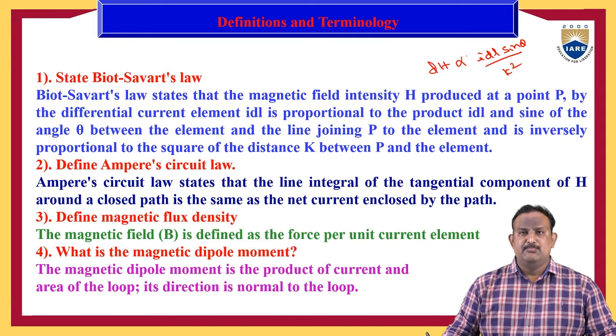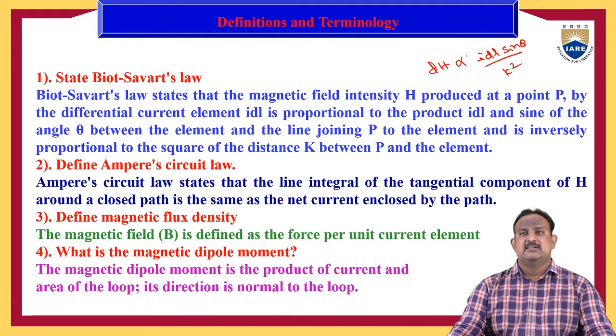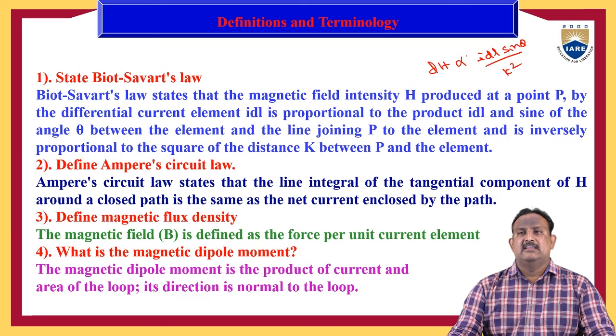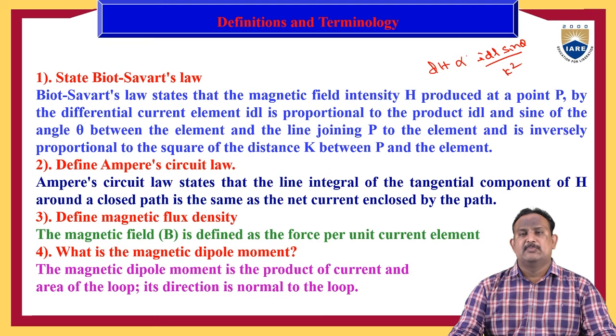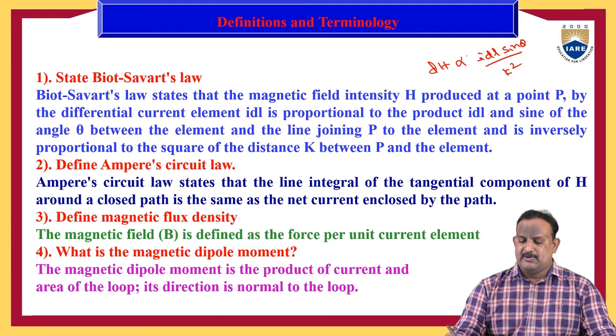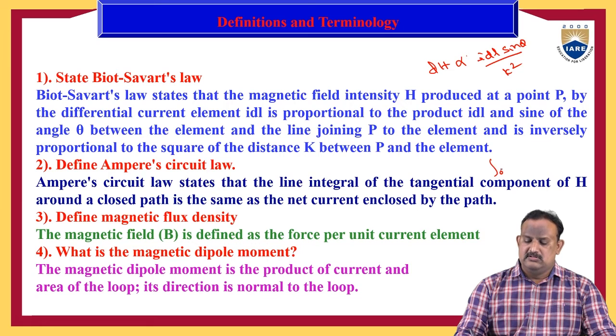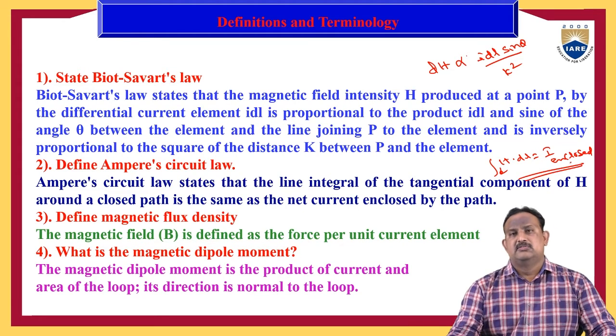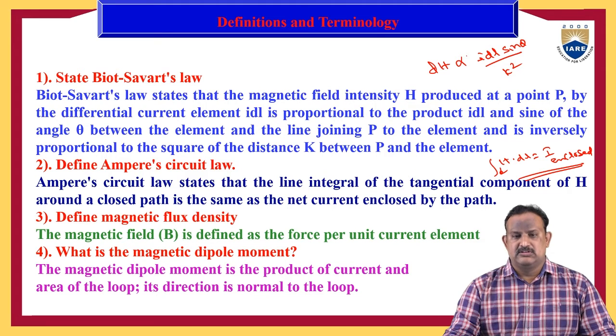Next one is: define Ampere's circuit law. Ampere's circuit law states that the line integral of the tangential component of H around a closed path is the same as the net current enclosed by the path. So according to Ampere's circuit law, the line integral of H dot dl is equal to I enclosed. So it is Ampere's circuit law.